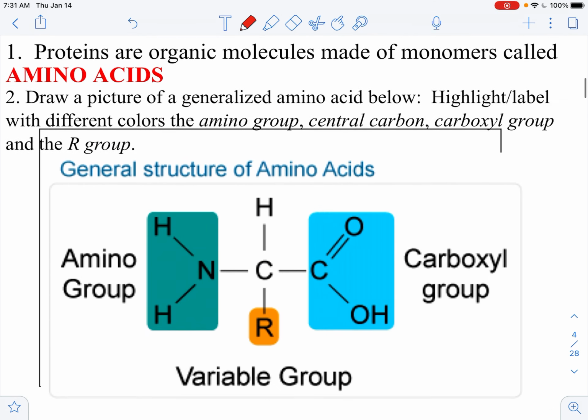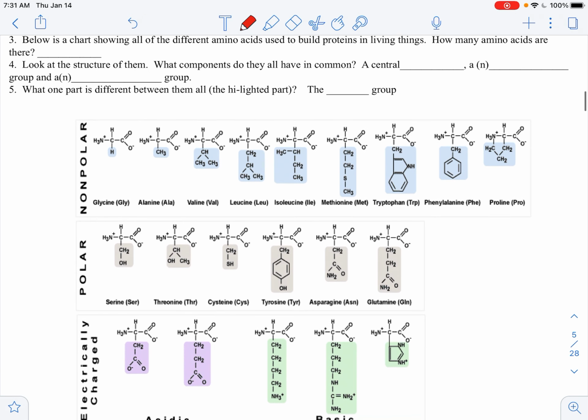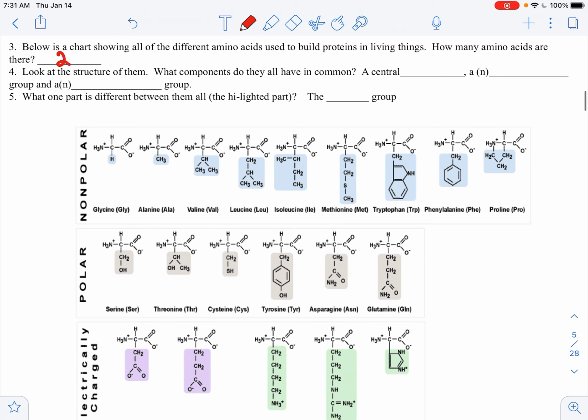Those are the amino acids. Below in the chart, you can see all the amino acids. There are 20 of them. If you were to count them, there's 20 down here. And when you look at them, what components do they all have in common? What we were just talking about: they all have a central carbon, an amino group, and a carboxyl group. The one part that's different, which is highlighted in different colors, is the R group.